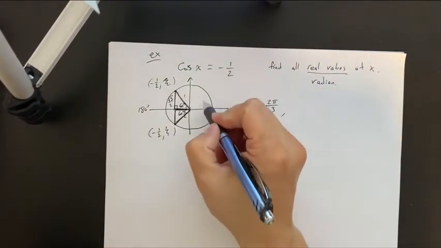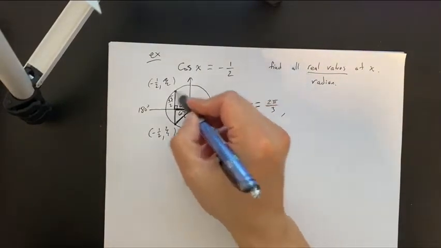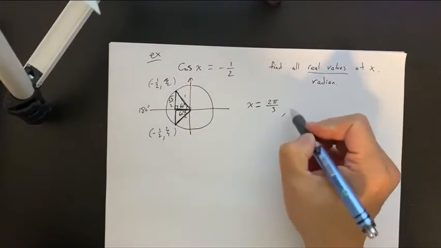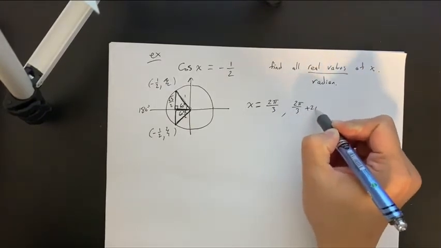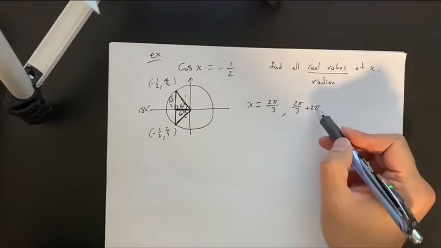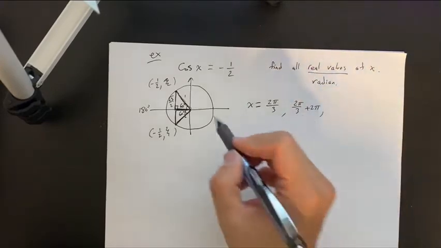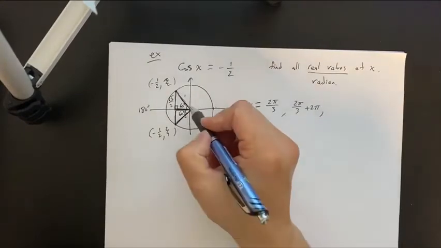Okay, is that the only way to get to this position? Well, you can add a 2 pi to it. So another value after this would be 2 pi over 3 plus 2 pi, right? I'm not going to bother combining it together, but this is just saying that you go around the circle once and then you go 2 pi over 3. You end up at the same position.